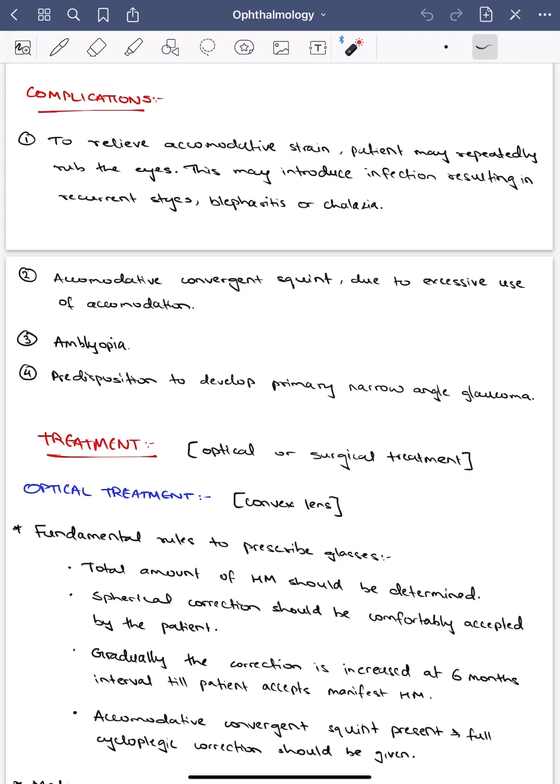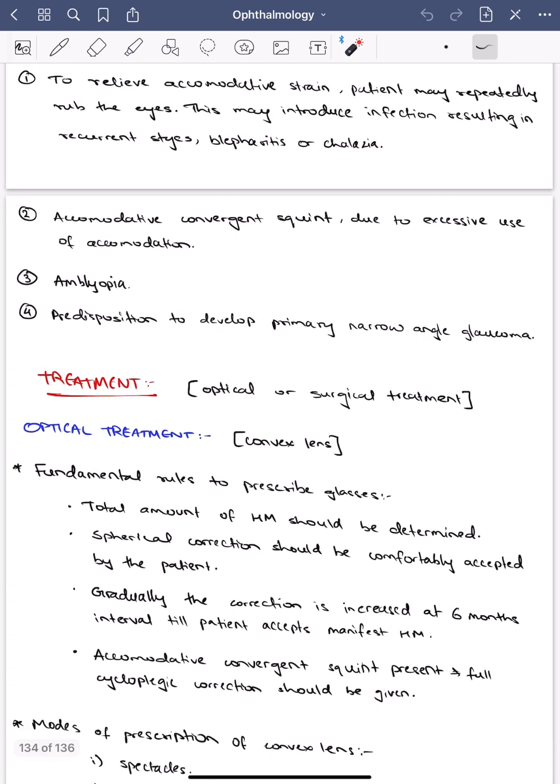Now the complications. The first is, to relieve accommodative strain, the patient may repeatedly rub the eyes, and this may introduce infections and result in recurrent styes, blepharitis, and chalazia. So the first is due to repetitive rubbing of the eyes, which results in recurrent stye, blepharitis, and chalazia.